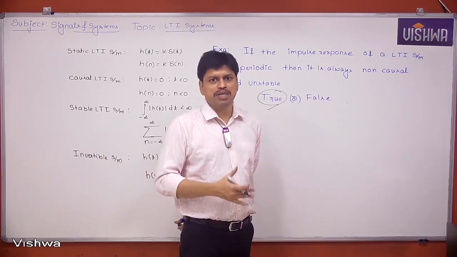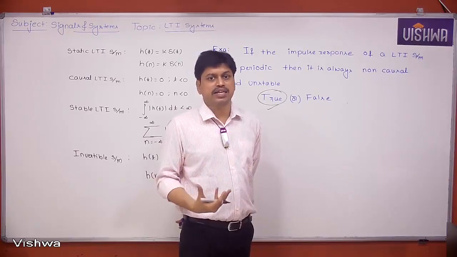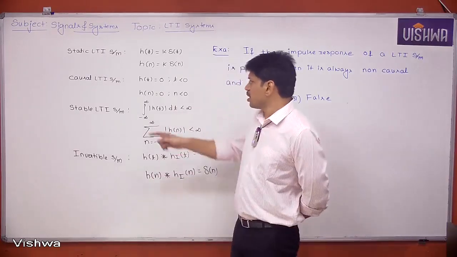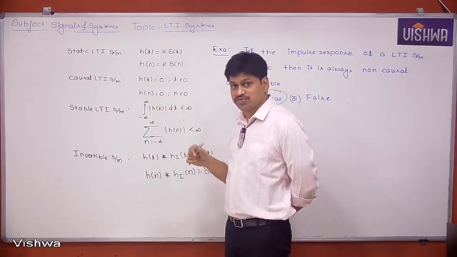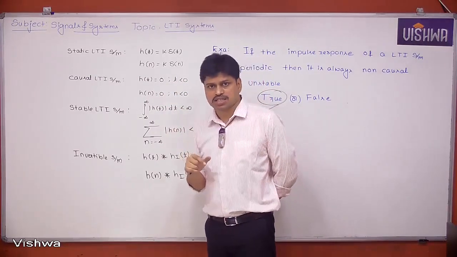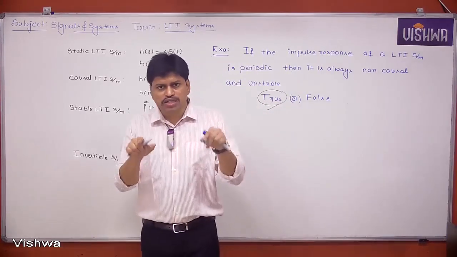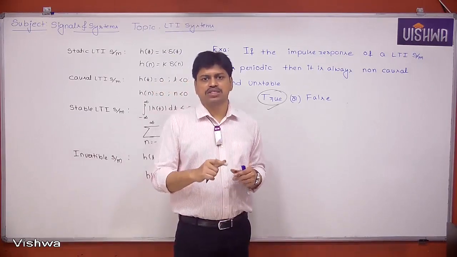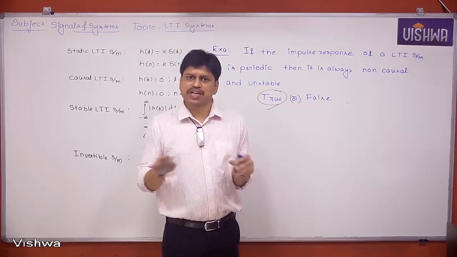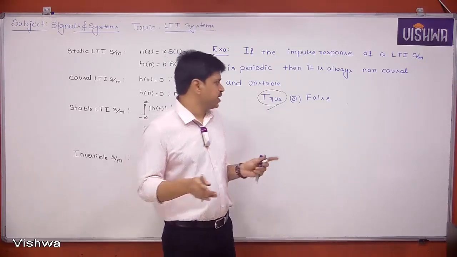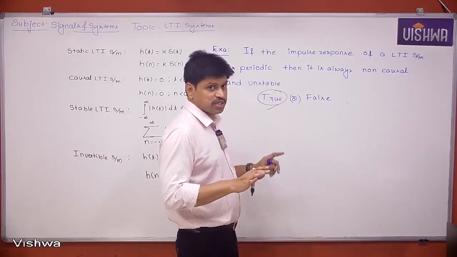So if the system impulse response exists for negative values of time, then it is non-causal, because for a causal LTI system, h of t has to be 0 for t less than 0. It is not satisfied, so definitely it is non-causal. Next, if it is a periodic signal and you take the modulus of that signal, then the area under the modulus of h of t is definitely going to be infinity. So it is true: it is non-causal and unstable. It is always. Remember that.